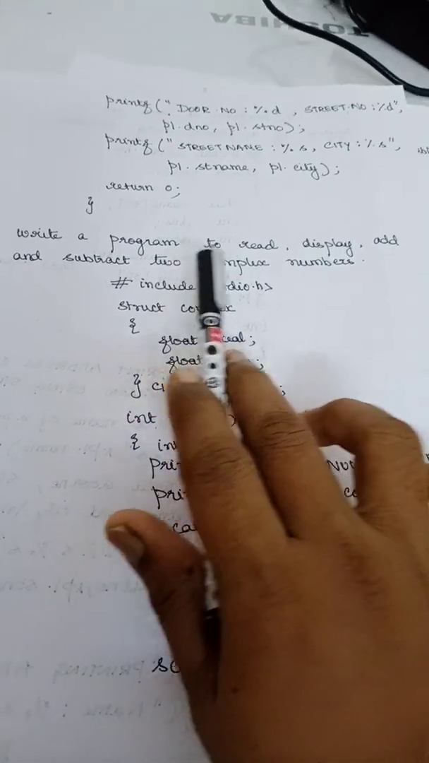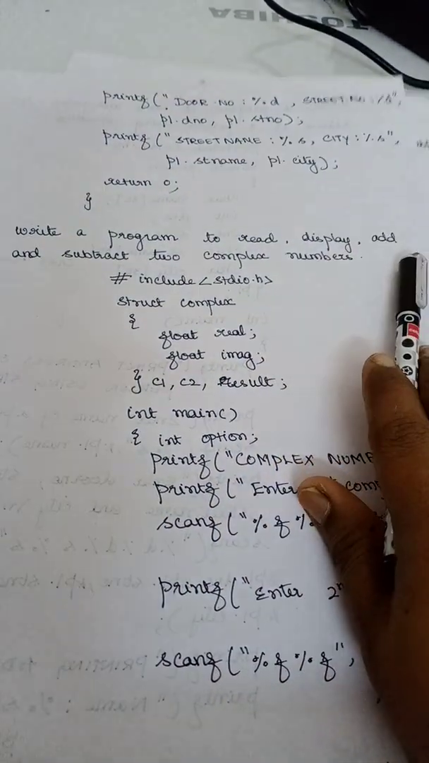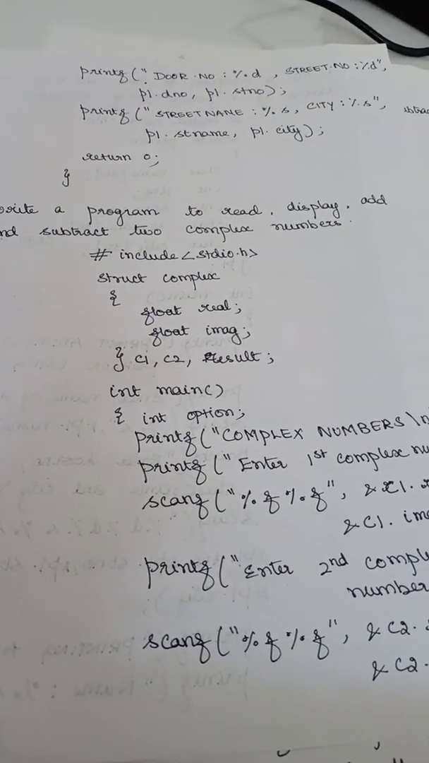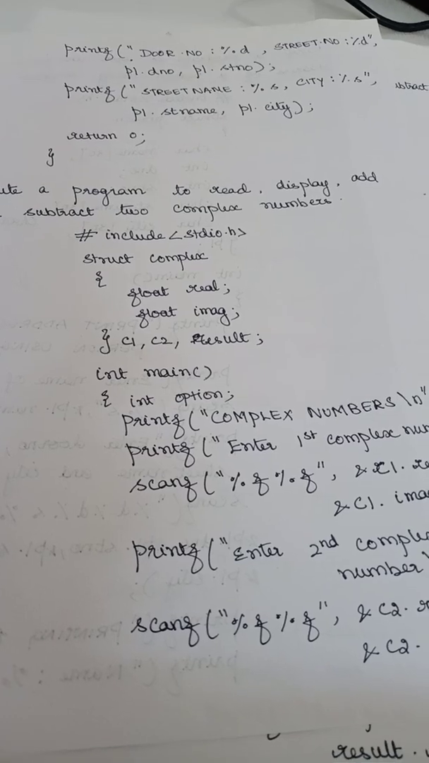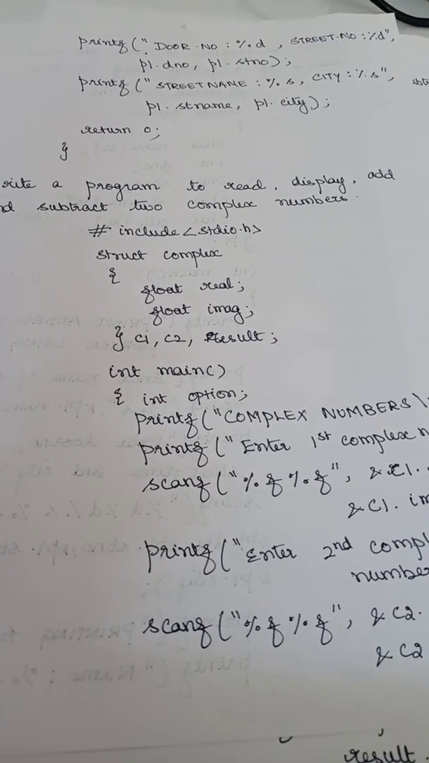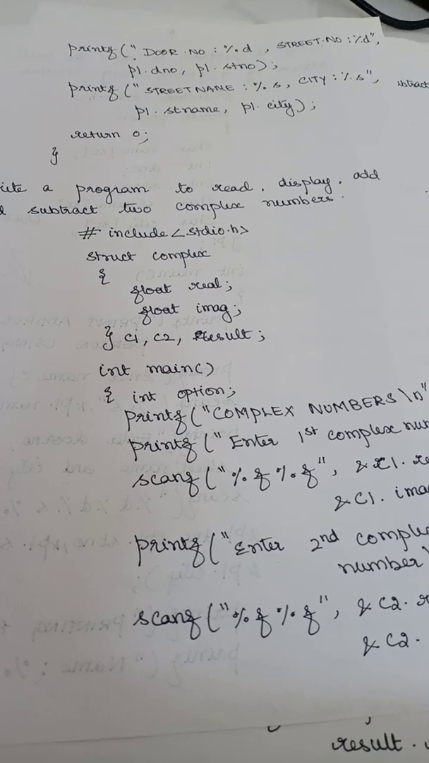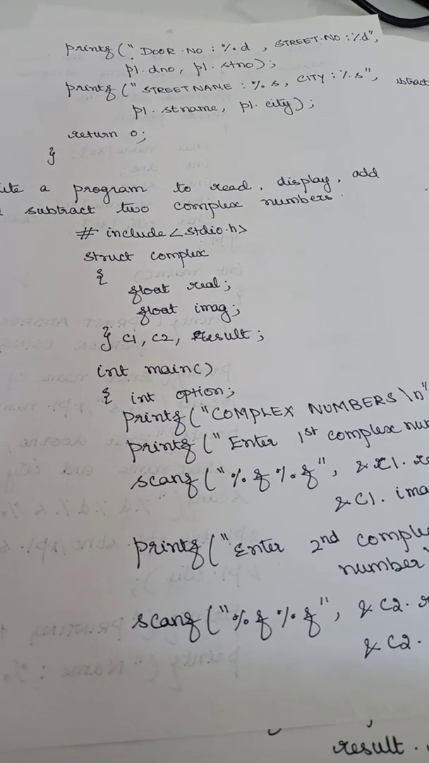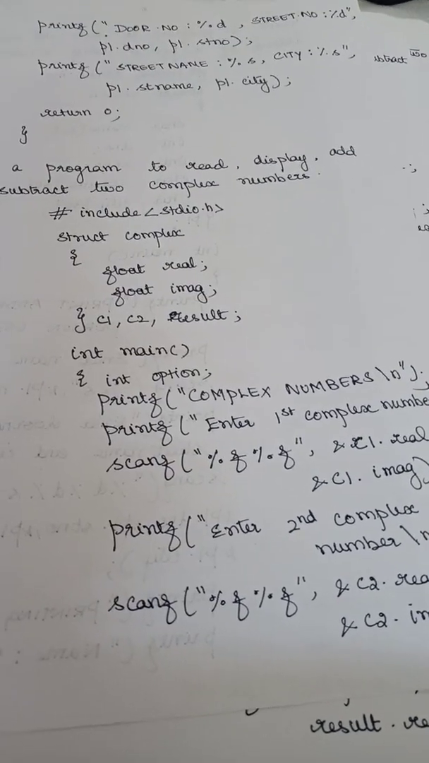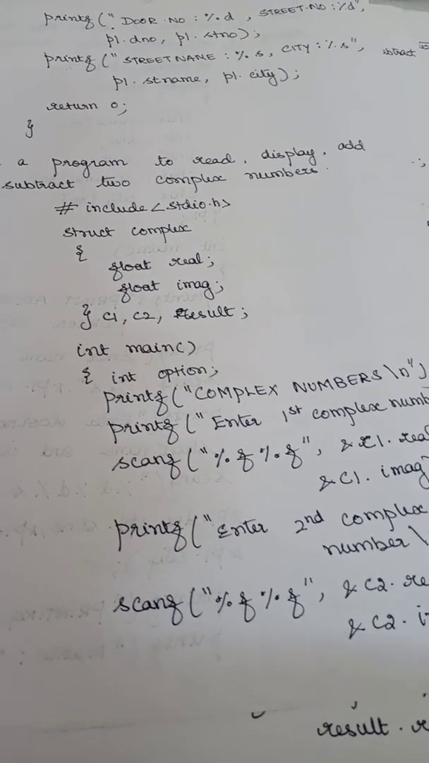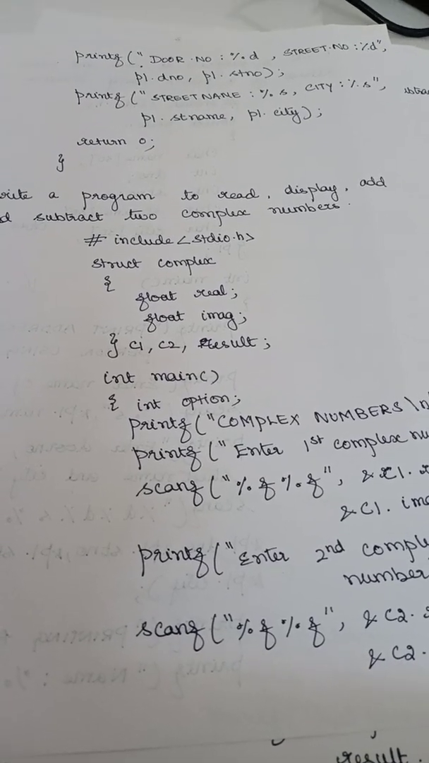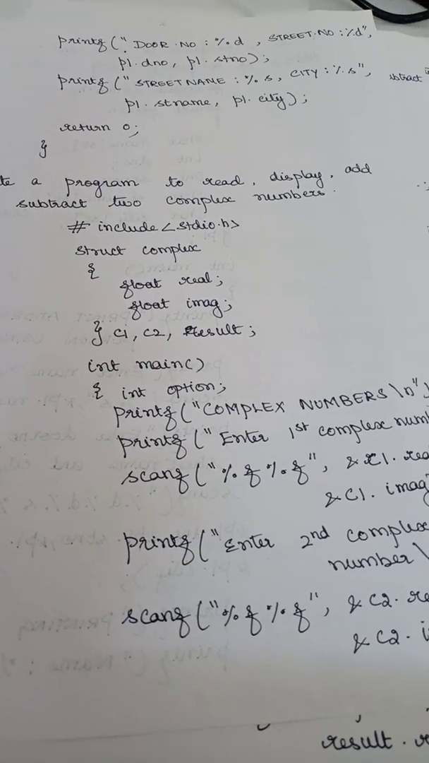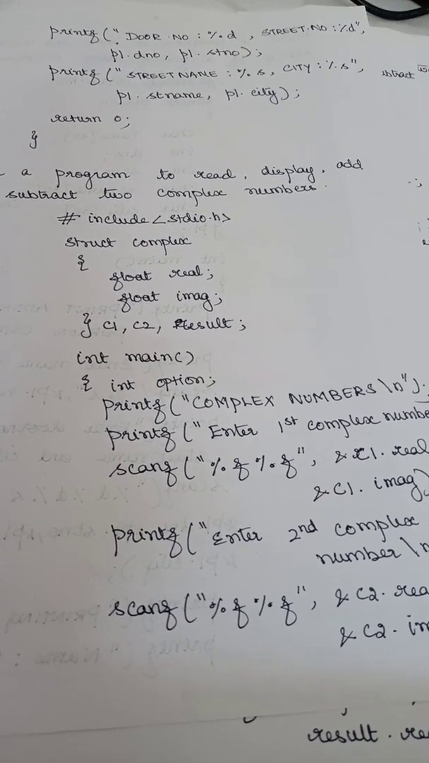Write a program to read, display, add and subtract two complex numbers. So I have to read, do the addition and the subtraction of two complex numbers, then display. If you want, you can do all these things in a switch case. Read means option 1, display means option 2, add means 3, subtract means 4, and then you can go for exiting the program. Default means you can come out of the switch case.